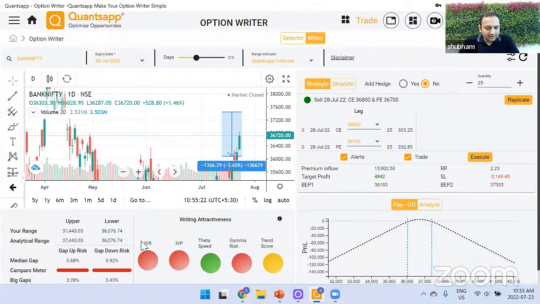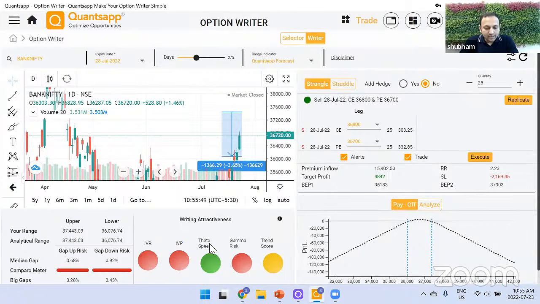So it is telling me that if I'm writing Banknifty right now, then the IVR and IVP are not favorable, which means that the IV is relatively very low, and you are not getting a very big IV to sell. But we can't really help it. If you have to sell options, you cannot go and change the IV in the market. So whatever the IV is, it will be there.